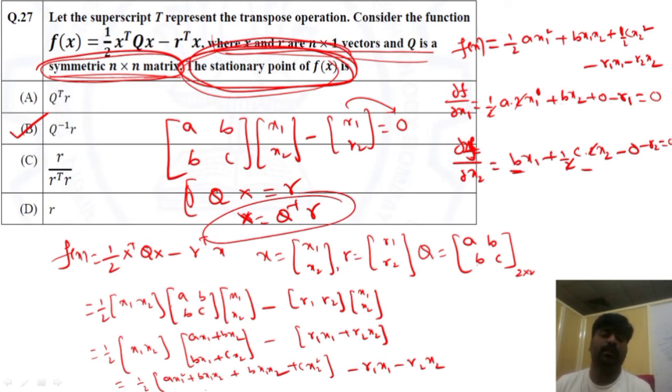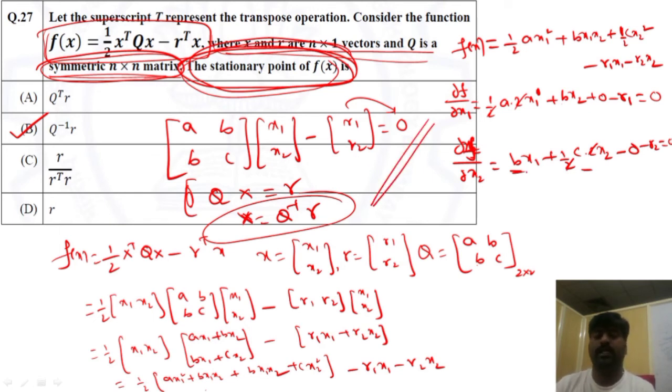You just write this, it is nothing but a quadratic form, they are giving it in an indirect manner. This is a quadratic form. Now to find stationary points, we find first order derivatives, and you should express this again in matrix form, that's the thing.